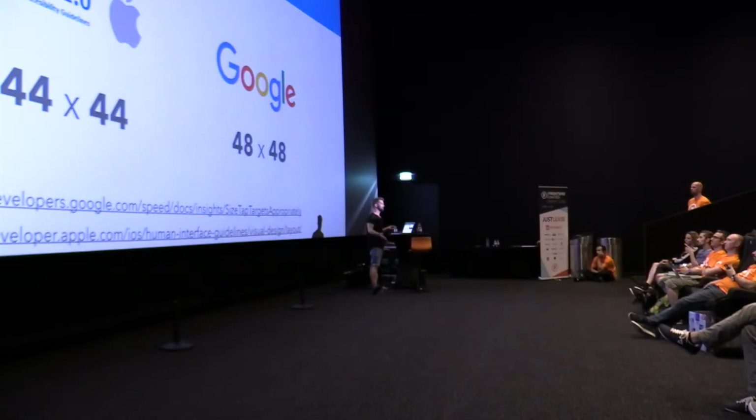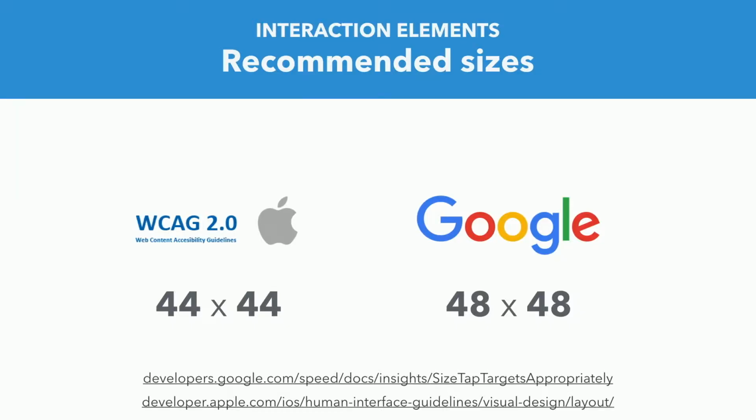And how often do you, who buys tickets for public transport with a phone? That's me, right? Every morning I'm running, and who hits the wrong button because the link is too small or the button is too small? There are recommended sizes for touch interfaces, right? So it's 40 by 40 recommended by the WCAG 2.0 and Apple, and Google says it should be 48 CSS pixels.